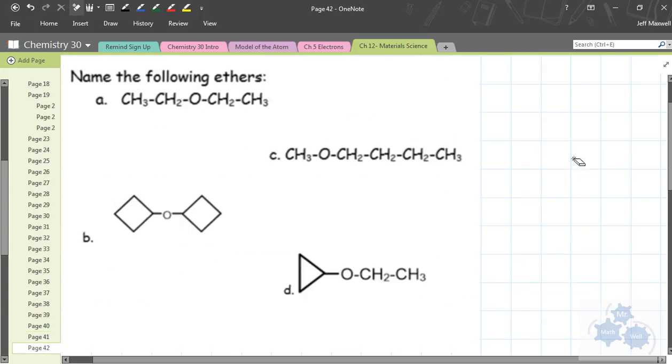Alright, so let's pause for a little naming activity here. You've got some ethers, some chains, some diagrams, structural formulas. Why don't you take your opportunity here to look back to your naming rules and try and name these four. I'll give you a couple minutes to do that.